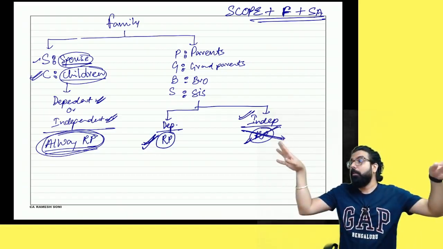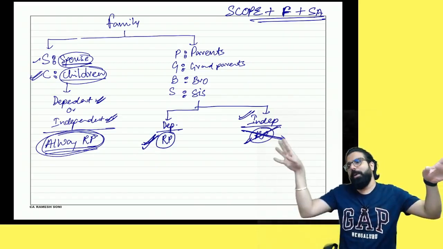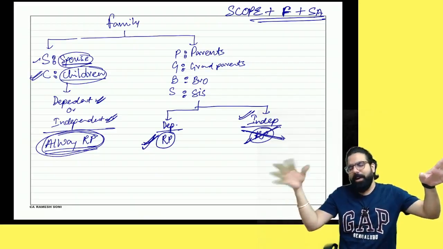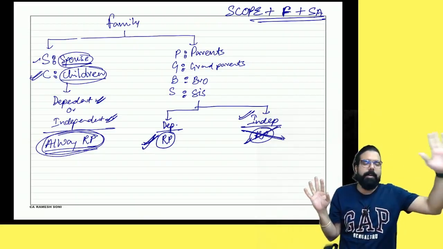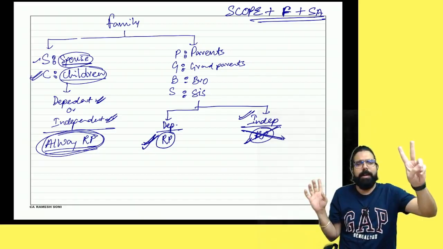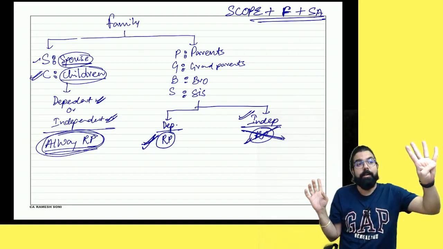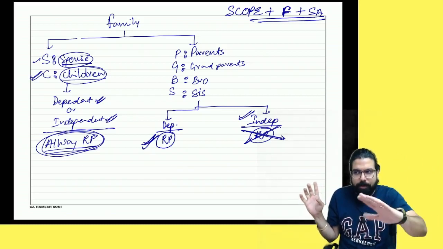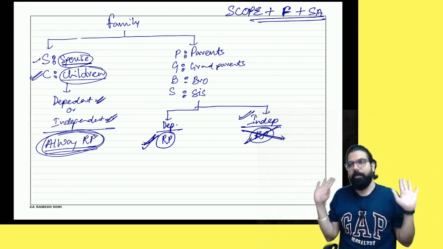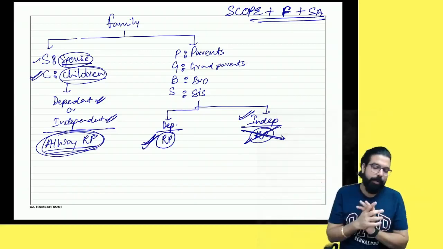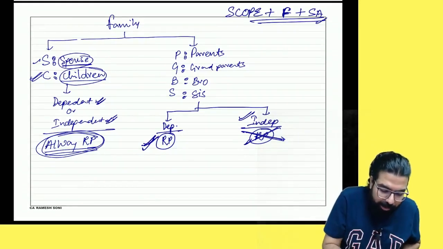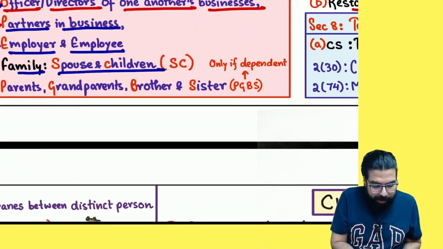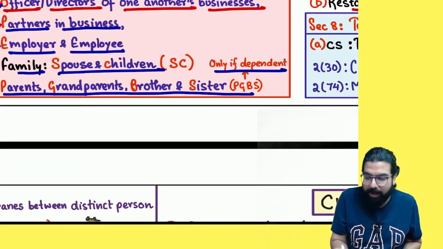Next, family. Spouse and children are always related, dependent or independent, always. PGBS: parents, grandparents, brother and sister. If dependent, then related. If independent, then not related. Is my point clear to all? Sole agent, I have already told you. Now listen, what are they telling over here? See, I have written spouse and children, and parents, grandparents, brother, sister, only if they are dependent.